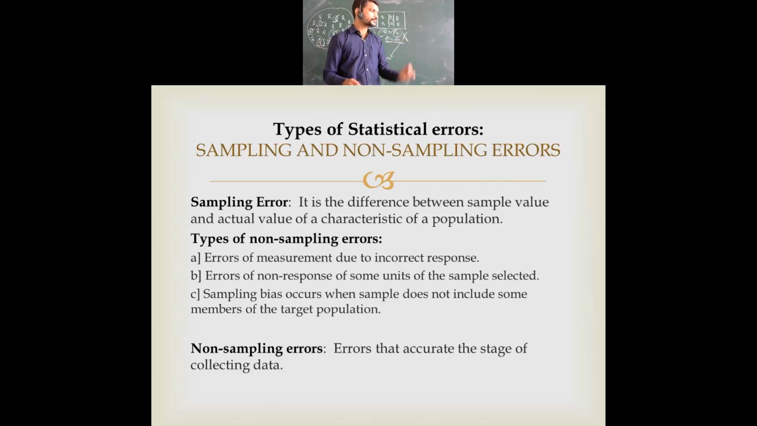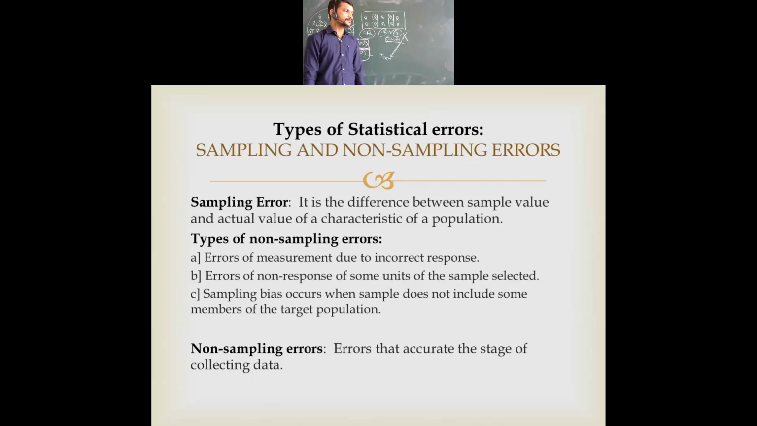The next one, error of non-response on some units of the sample selected. Now some of the people, randomly if you are selecting, or some of the time you select a known person, convenience, nearby person, some of them will not respond to your questions. If they say, I don't like to give you my personal information, that is error of non-response.